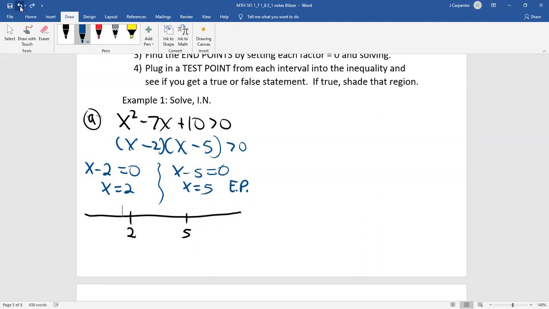So how do we figure out where to shade? That's where those test points come in. Plug in a test point from each interval. Oh, well, Mr. Beckner didn't tell me what number to plug in. Mr. Beckner doesn't need to tell you what number to plug in. You literally have a million options. So the test points are just numbers.